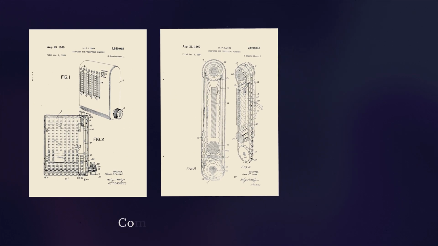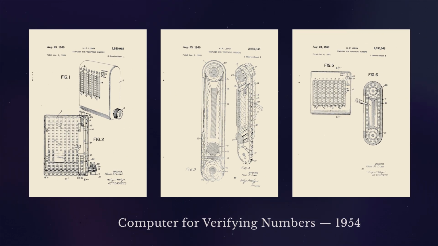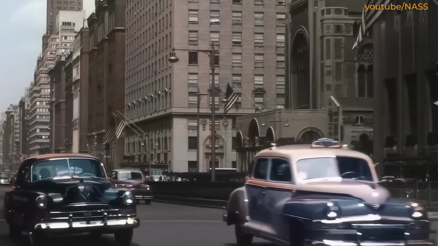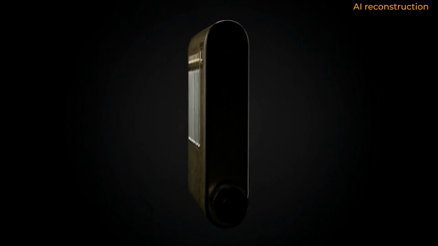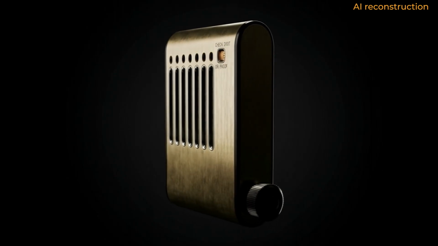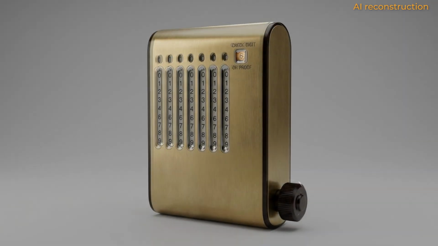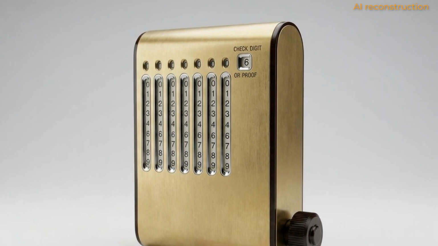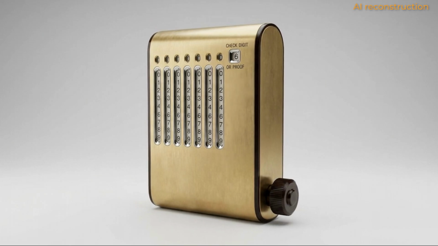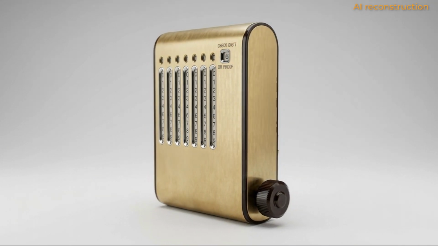The patent for the Luhn algorithm was filed in January 1954, titled Computer for Verifying Numbers. It was not for software, there was no software industry in 1954. The patent was for a small mechanical device, hand-cranked, that a bank clerk could carry in a pocket. You would key in a long identification number on its dials, turn the crank, and the machine would tell whether the number was internally consistent.